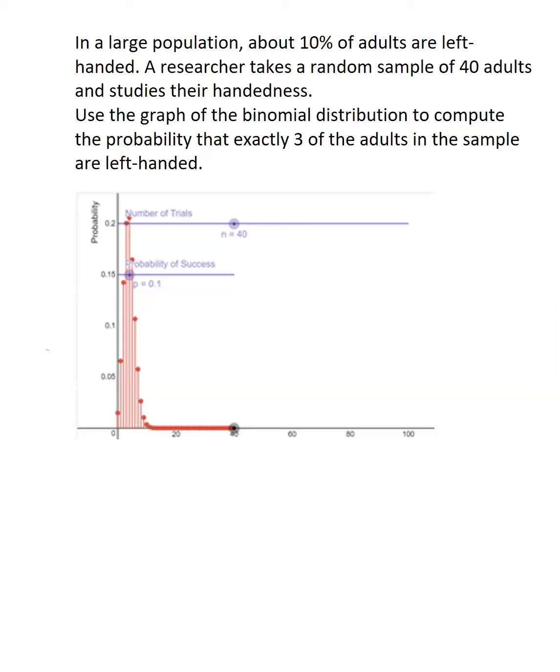In a large population, about 10% of adults are left-handed. A researcher takes a random sample of 40 adults and studies their handedness. Use the graph of the binomial distribution to compute the probability that exactly 3 of the adults in the sample are left-handed. Okay? So understand, in a large population, 10% of the adults are left-handed, but you're taking a random sample of 40 adults, and they want to see if 3 of them are left-handed. What is the chance? What is the probability that exactly 3 of them? And they've given us this binomial distribution graph.